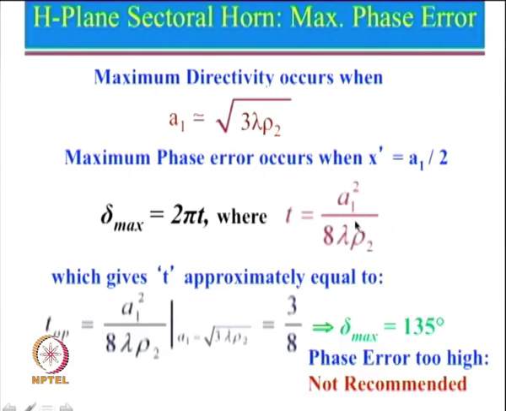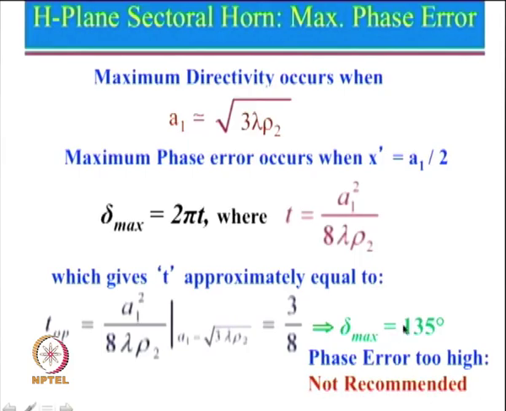So, now let us substitute the values. So, t we put over here, and here for maximum directivity, we know a1 should be this. So, if we substitute the value here, t optimum comes out to be 3 by 8, and if we put the value of 3 by 8 here and write pi as 180 degree, 2 into 180 into 3 by 8 gives us 135 degree phase error. And again, this is my recommendation that please never ever use this; this much phase error is too high, not recommended.